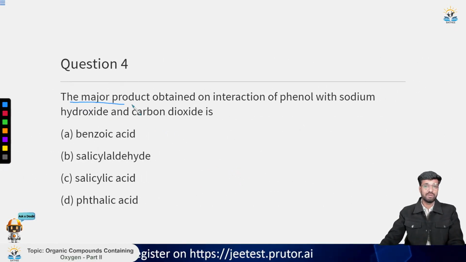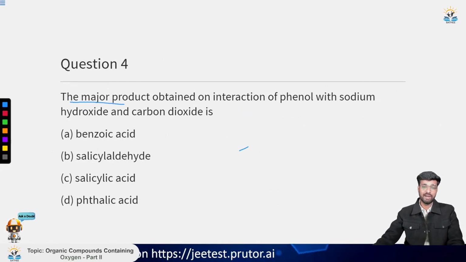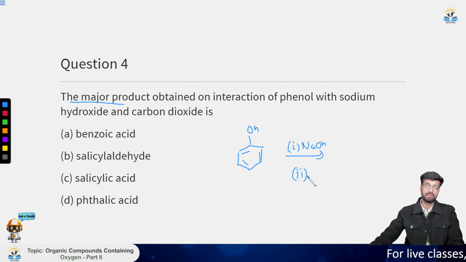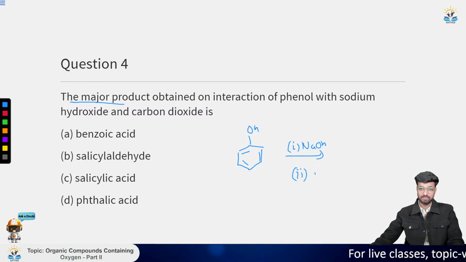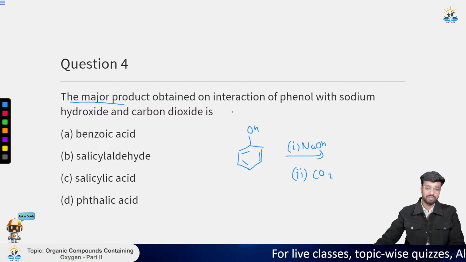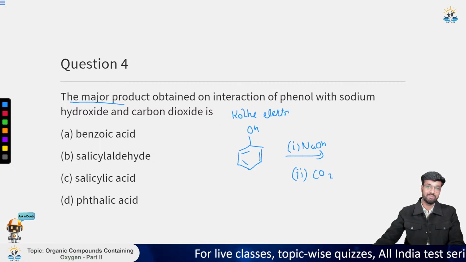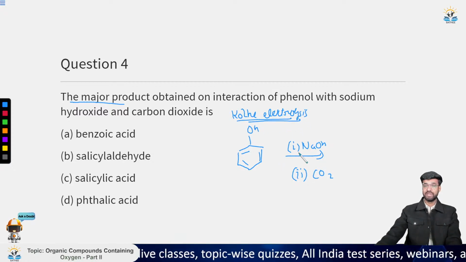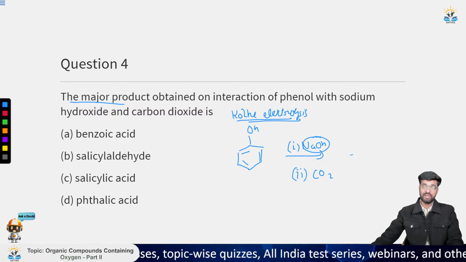Next, the major product obtained on interaction of phenol with sodium hydroxide and carbon dioxide. So what are we taking? We are taking phenol and sodium hydroxide, then carbon dioxide. So this is the Kolbe reaction. I have not taught you this because I know the question will be enough to solve this. Okay, so how will it proceed? NaOH will act as a base first of all.